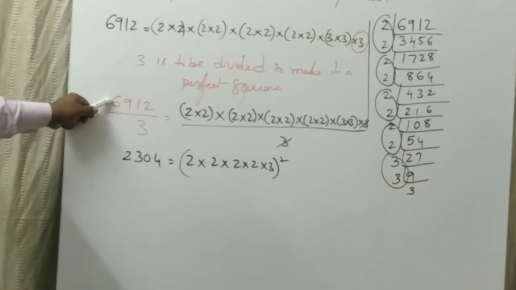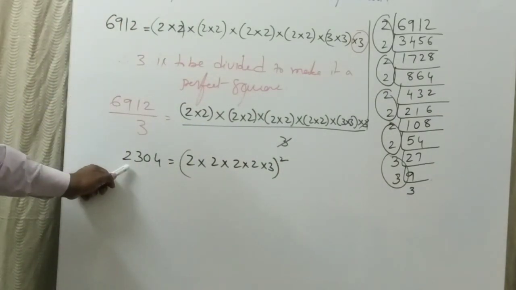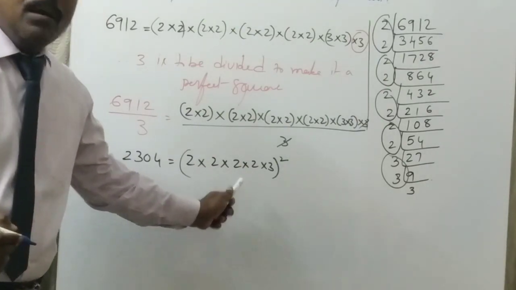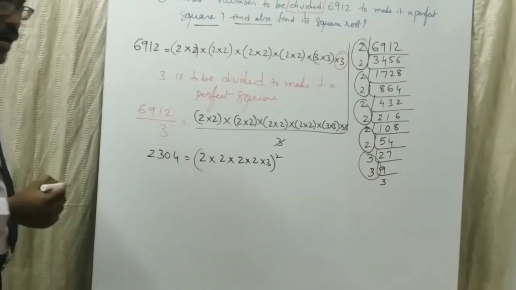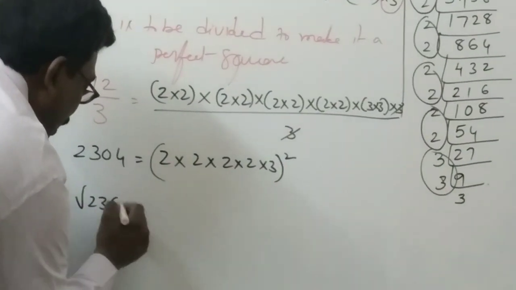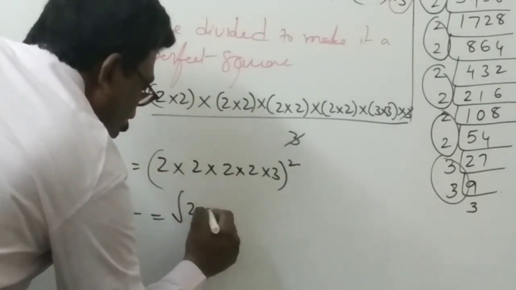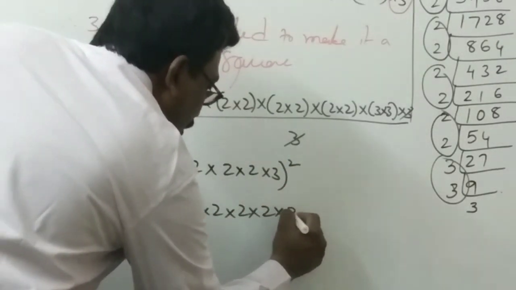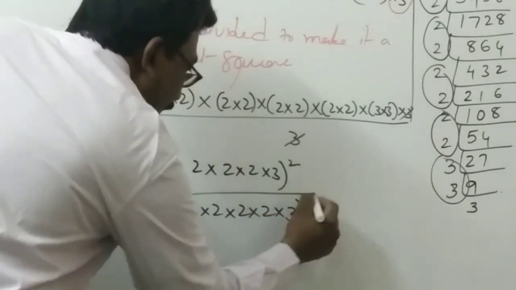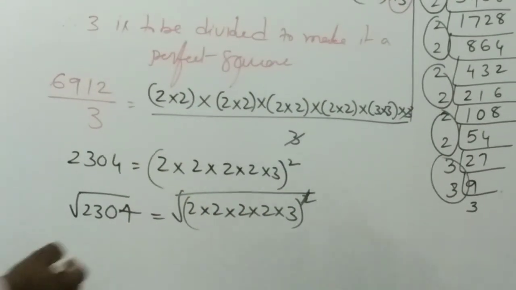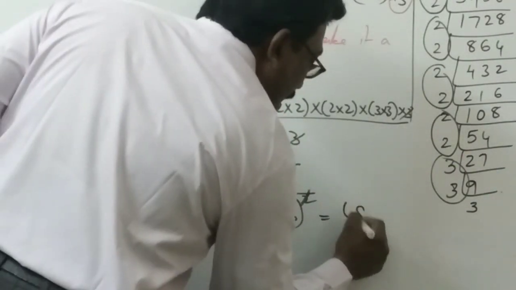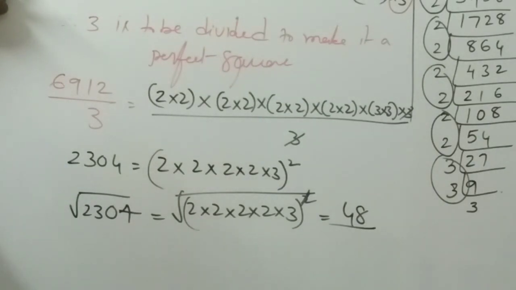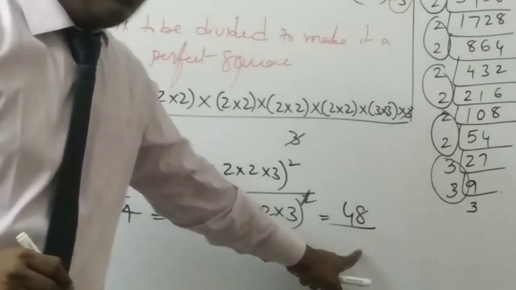So, if you divide 6912 by 3, you get 2304. Of course, it is a perfect square. And here it is given one more: also find its square root. So, root of 2304 is equal to square root of 2 into 2 into 2 into 2, 3 whole square. And the square root, if it is repeated twice, it will be cancelled. Then it is 2 2's, that is 16. 16 3's, 48. So 6912 is not a perfect square. If it is divided by 3, then it is a perfect square and its root is 48.